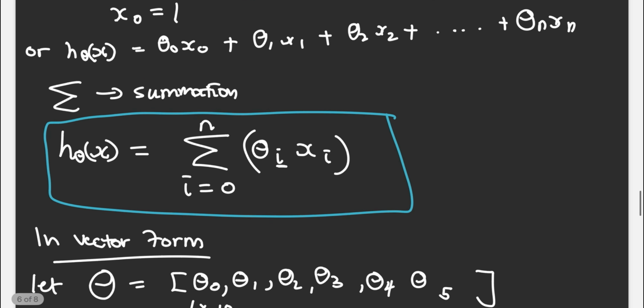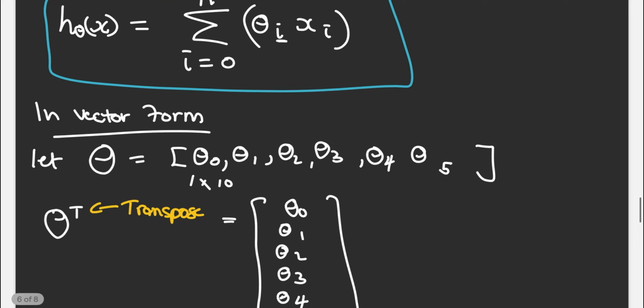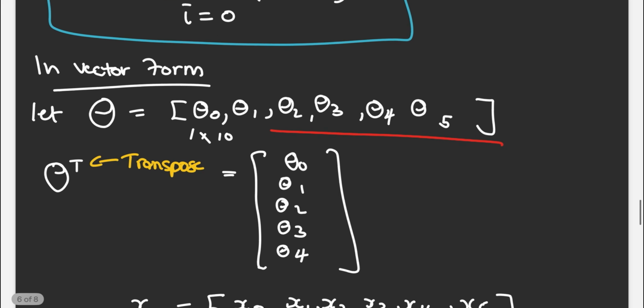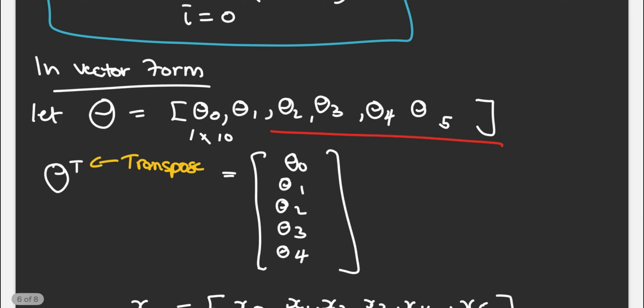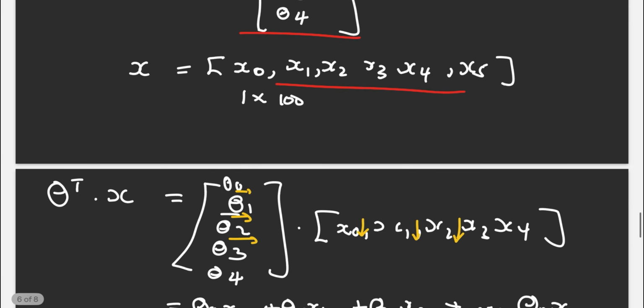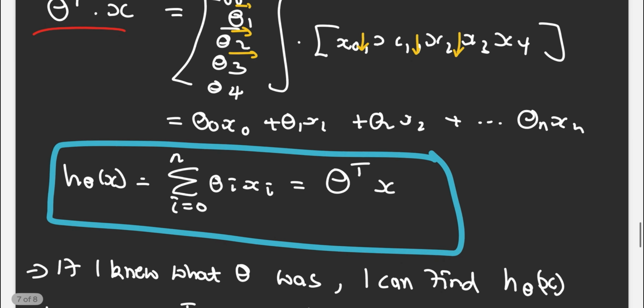And we said you can sum all this up as the sum of theta i times x i. In vector form, theta can be expressed in this specific form, and its transpose is basically flipping the row into a column. X can be expressed in this form, and the product of this transpose, row by column, gives you back that same rule. So you can basically say that your hypothesis for a linear regression problem is theta transpose multiplied by x.